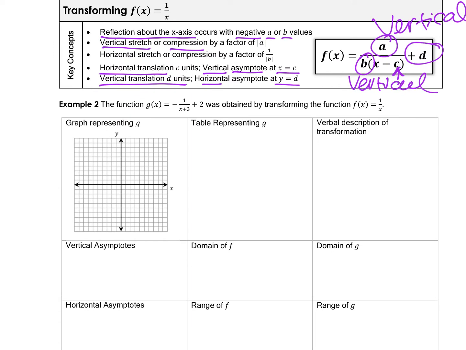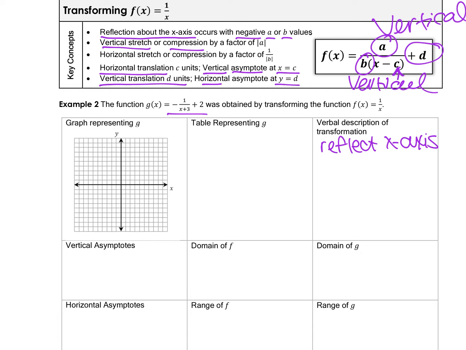Okay, so let's look here. We're going to start with our parent function. We're going to go to the new function, -1 over x plus 3, plus 2. I think the easiest way to do this is to write your verbal description first. The negative symbol will reflect it over the x-axis.